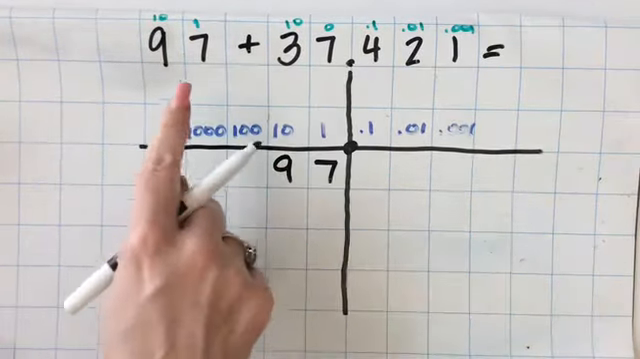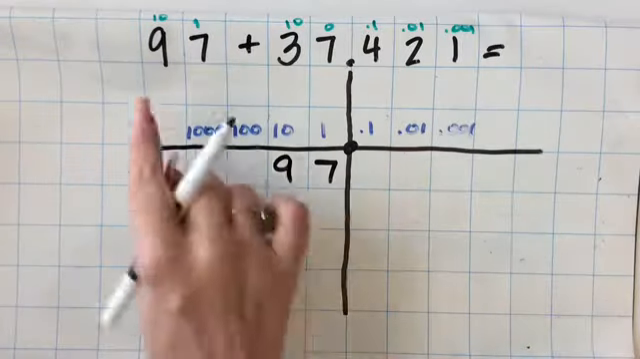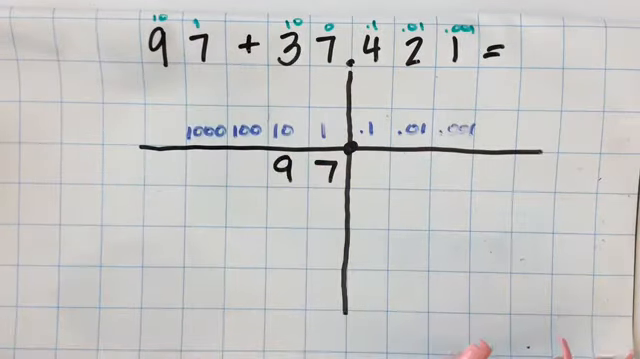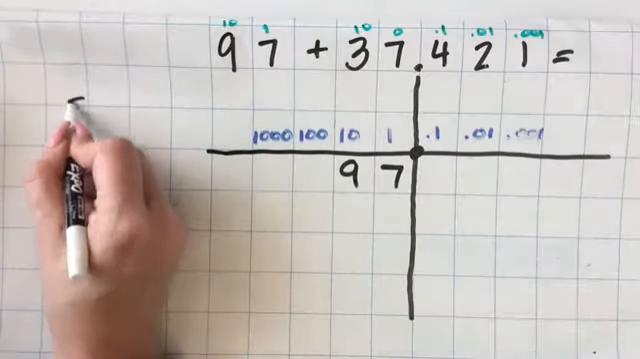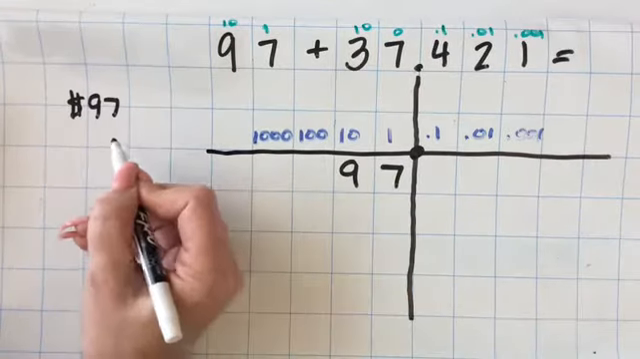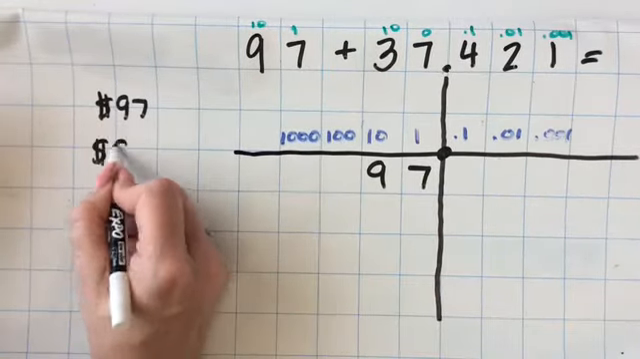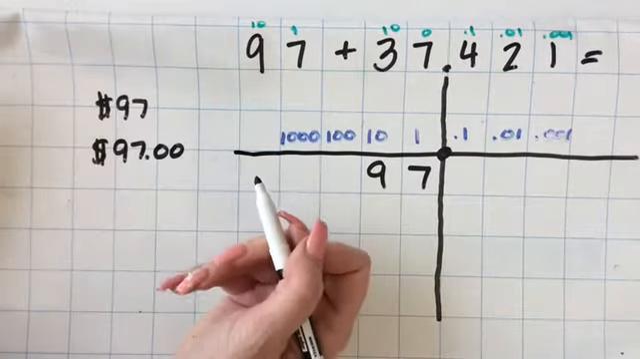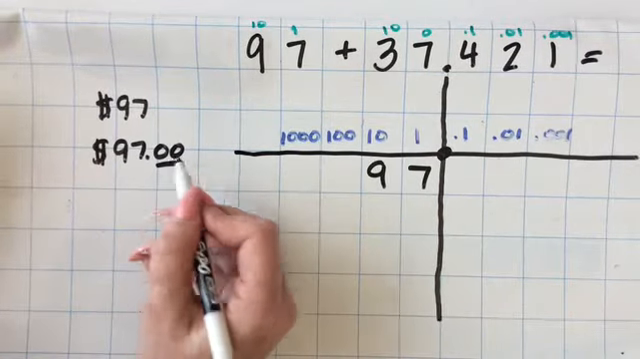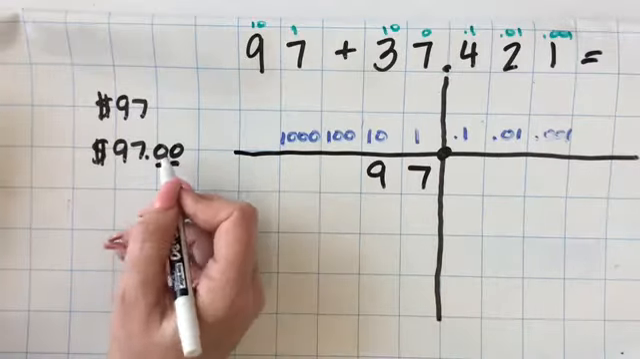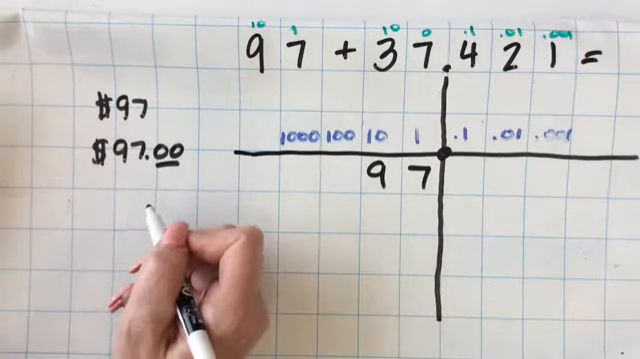Now I notice with my 97 that I don't have a decimal point, and I also don't have anything behind it. But remember, 97 is the same as 97.000. Remember, I can add zeros after, I can add zeros before. I just cannot put zeros in the middle.